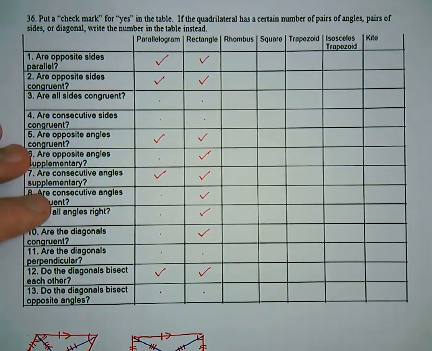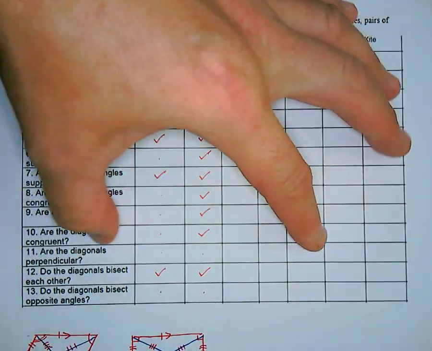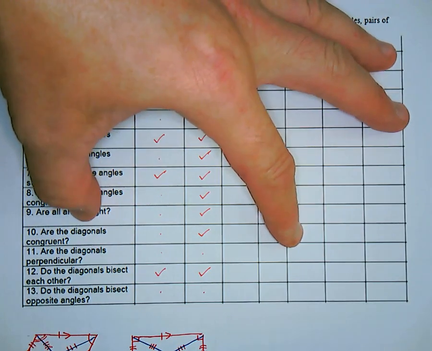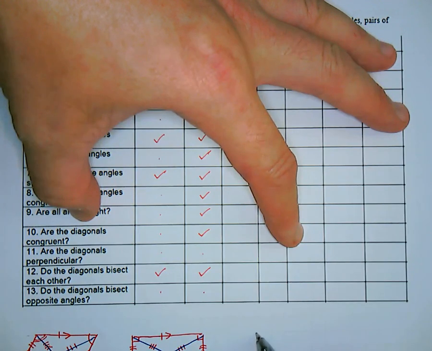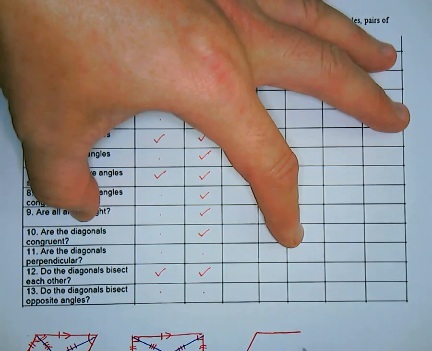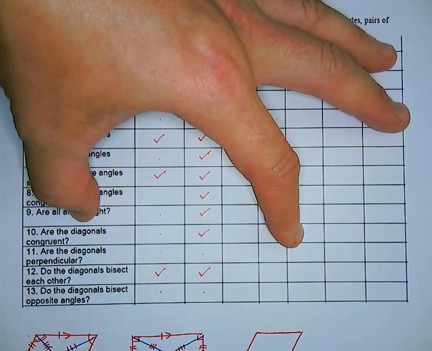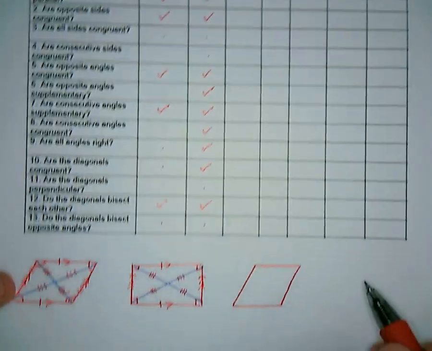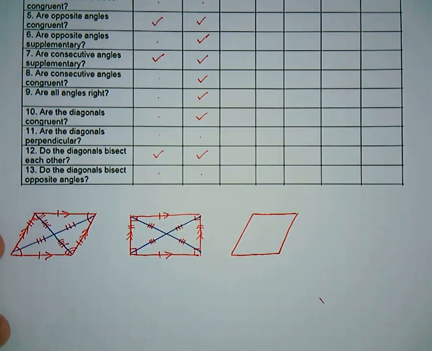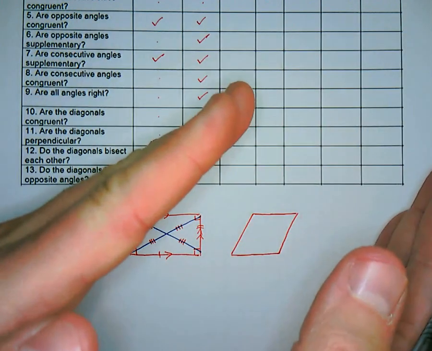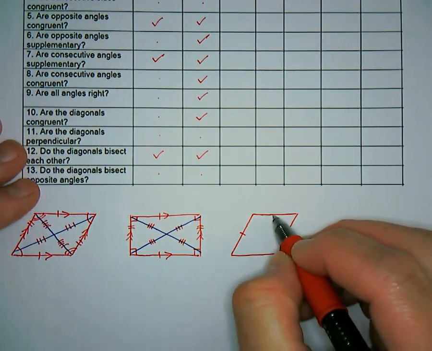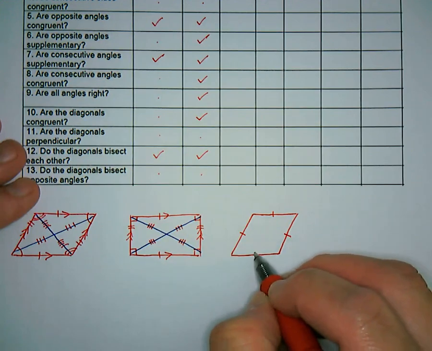A rhombus. Now, a rhombus we've seen is kind of like a diamond or a leaned over square. So we would see that all four sides are going to be the same length. Okay, I'm going to do my best to kind of sketch this out here. Okay, so imagine a square that's kind of leaned over. Okay, so we know that all four sides are going to be congruent.